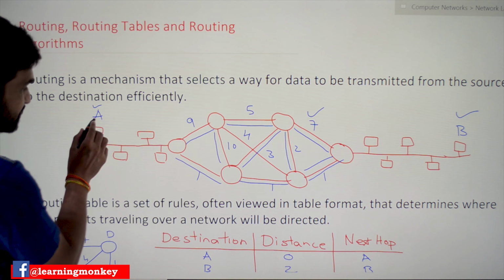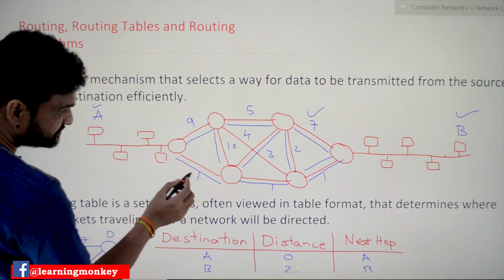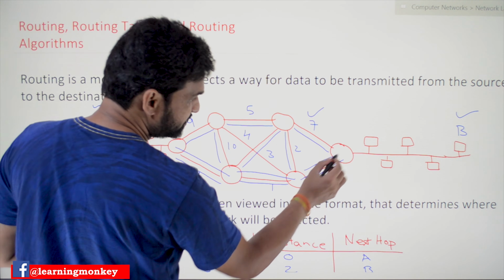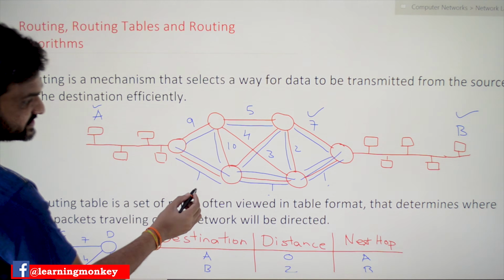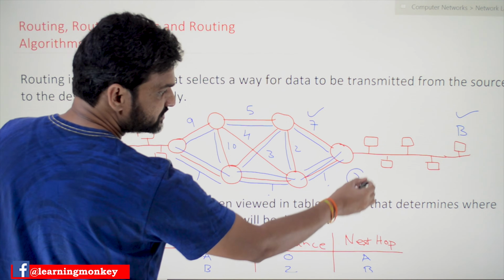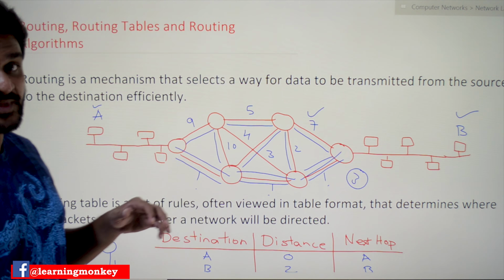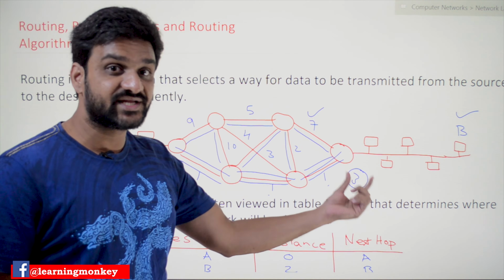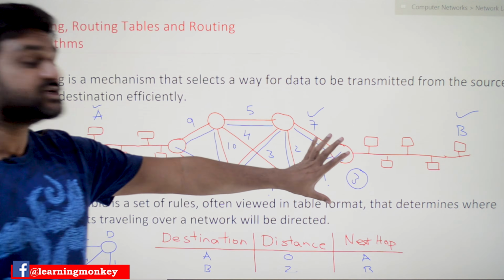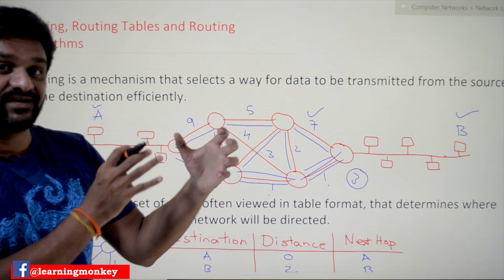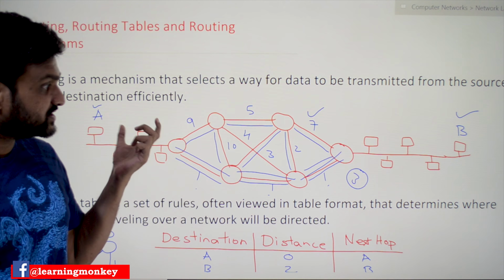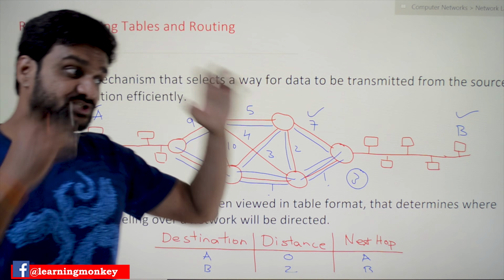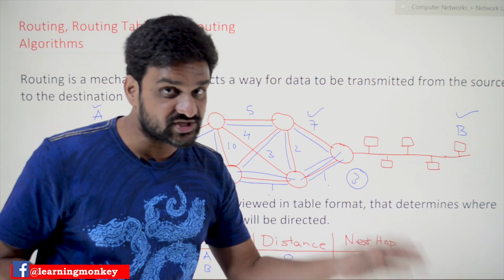So in order to transmit from A to B, the shortest path is from here to here, after that from here to here, and after that from here to here. It is going to take a total distance of 3 units. That unit may be kilometers, meters, whatever it may be. So this is the shortest, efficient path. For the data to get transmitted from here to here, 3 is the efficient path. That process of identifying that path is what we call routing.